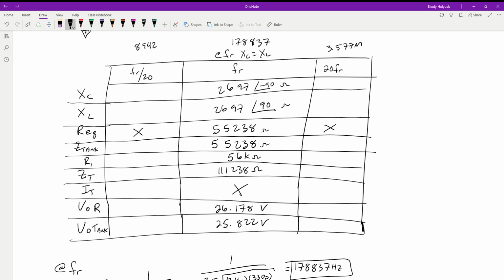Now, the reason I'm going 20 is I want to go really far out there so we can get a real clear definition and a real clear shape of what my graph is going to look like as we get to a lot higher and a lot lower frequencies than this resonant. Because we could go out, we have 178,000 hertz, we could go up to 180 hertz, 176 hertz, and just go out 2,000 hertz at a time. But I want a real drastic change so I can clearly see exactly what's going on with this circuit.